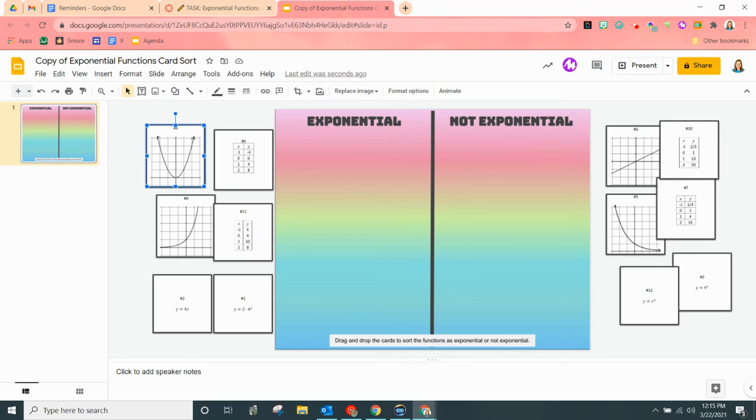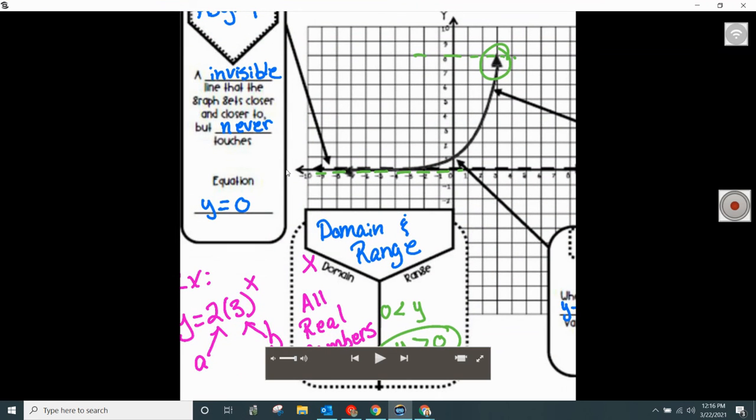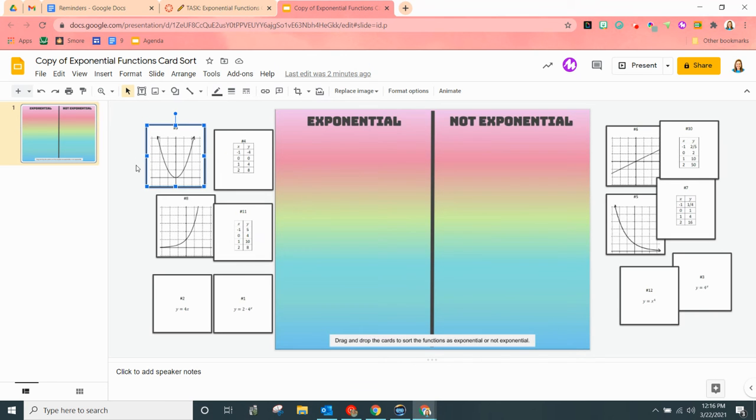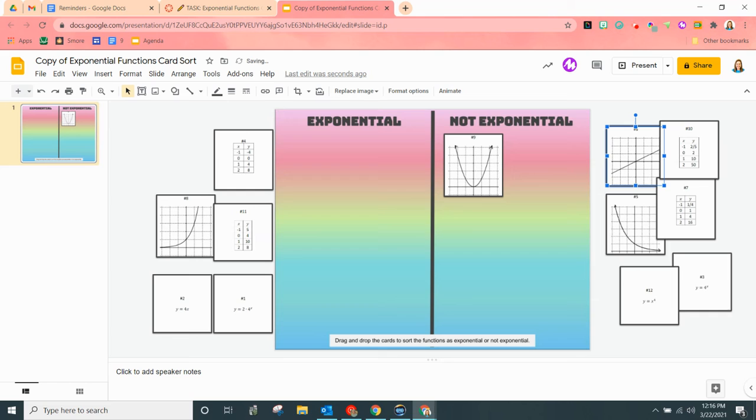So first of all, let's talk about this graph. Now remember, here's our notes. You know what exponentials look like. They look like this L shape, and sometimes they're a backwards L shape. So you're looking for an L shape here. Is this an L shape? That's a quadratic, right? So that's not exponential. What about this line? Is that an L shape? Okay, I think you can answer that. Is it exponential or not?